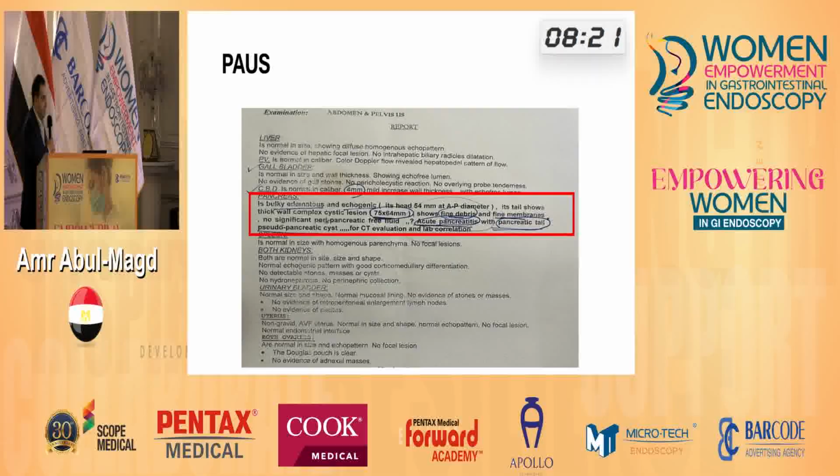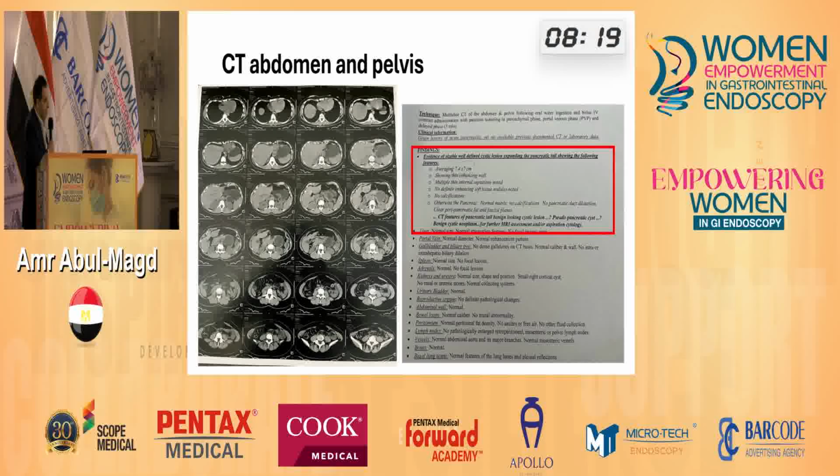But there is a problem here in the CT: the cyst was related distally to the pancreatic tail, associated with thickening of the cyst wall. So there is some debate here, that we have a cyst post evidence of pancreatitis, but there is abnormal location and abnormal features of a pseudopancreatic cyst.